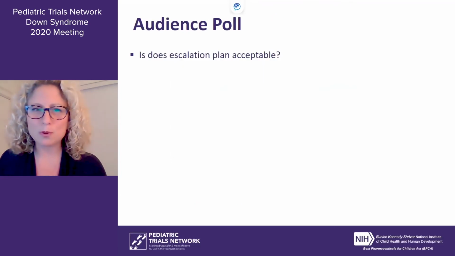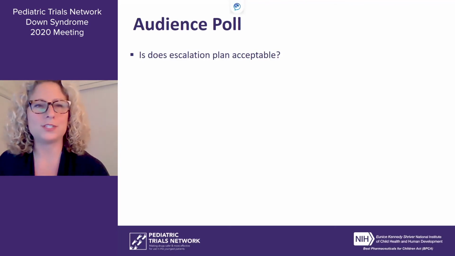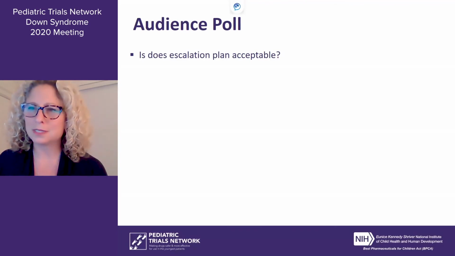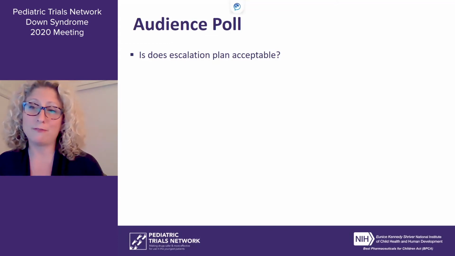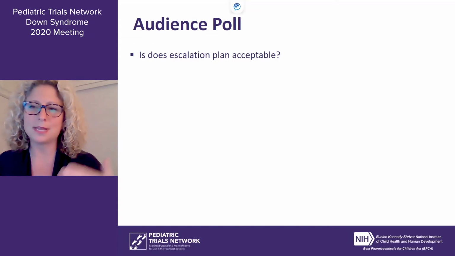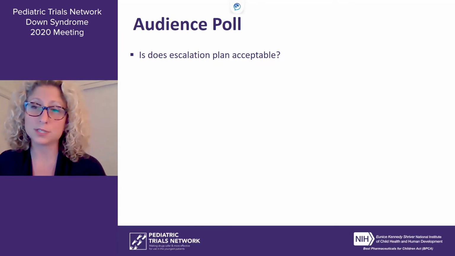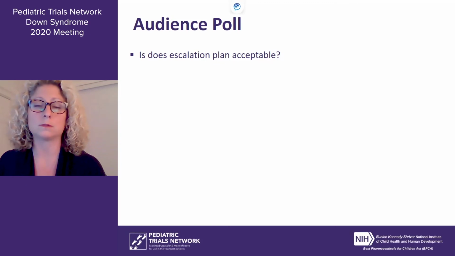All right, audience poll number 3. So question, is this dose escalation plan acceptable? And meaning every 5 to 7 days, assess, increase the dose. If symptoms are there, consider holding the dose or decreasing the dose.